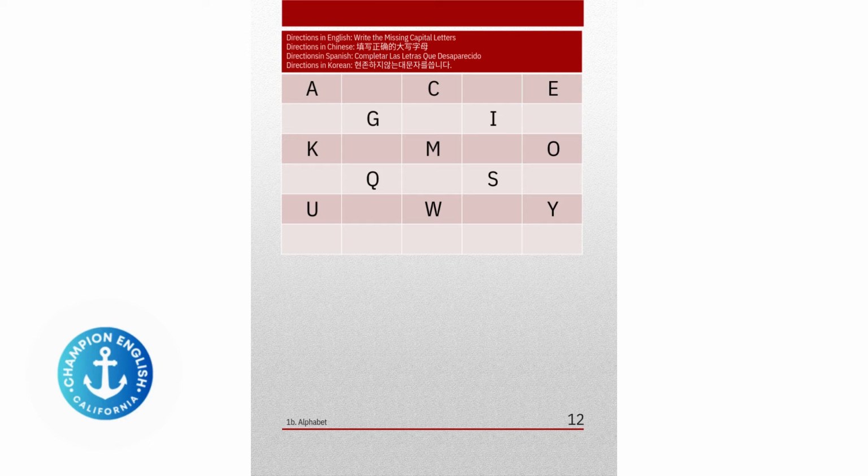If I say C, you should say D. If I say E, you should say F. If I say G, you should say H. If I say I, you should say J. If I say K, you should say L. If I say M, you should say N. If I say O, you should say P. If I say Q, you should say R.